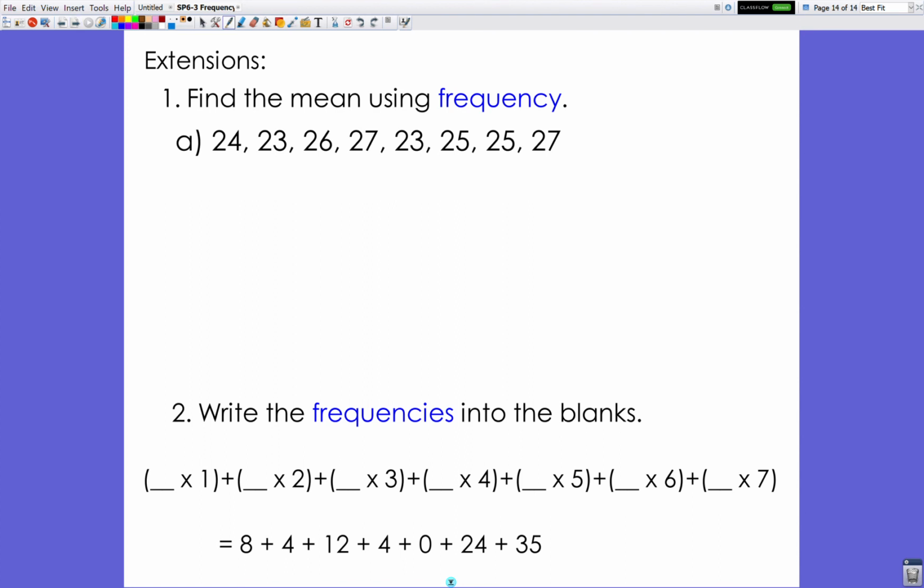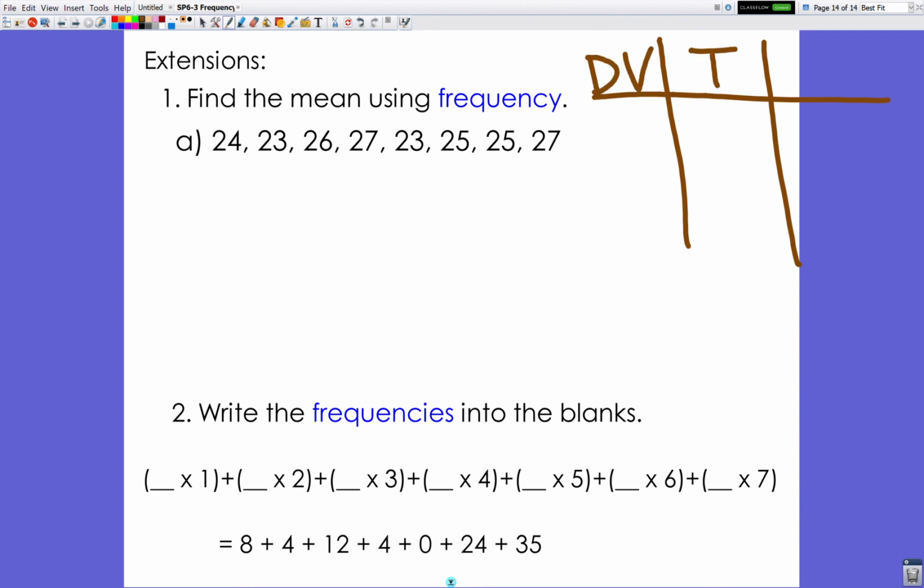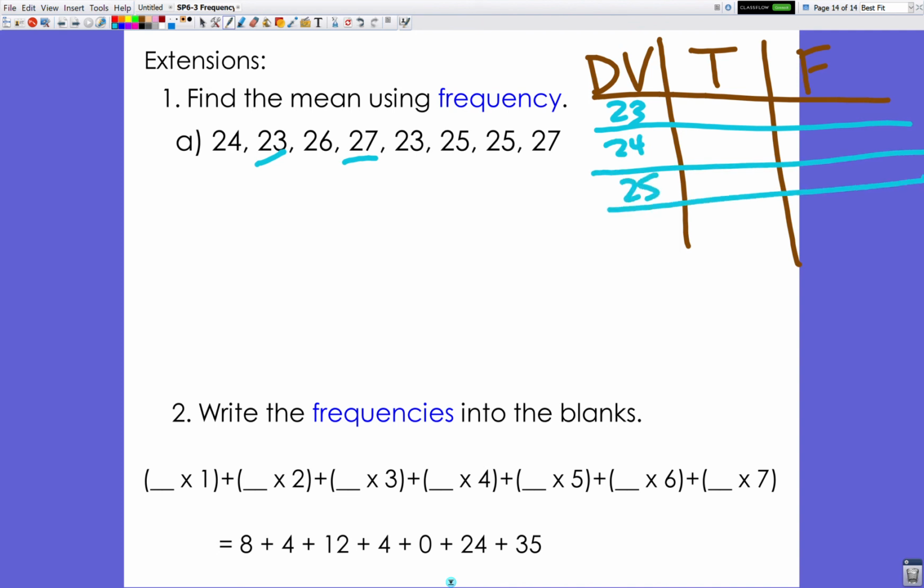So the first thing we need to do on A is create our tally chart. So I'll do it over here. We need our data values, so I'll call them dV. We need our tallies, so T, and our frequencies, so F. So starting off with our data values, our lowest is 23, our highest is 27. So we'll do 23, 24, 25, 26, 27.